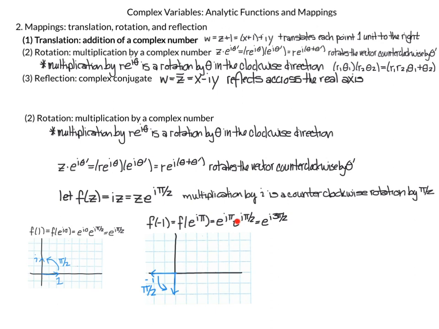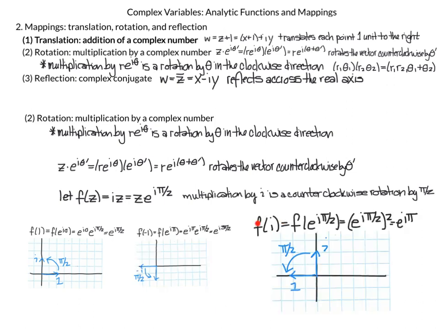When I multiply by e to the i pi over 2, by our geometric interpretation, that means we should rotate our -1 vector counterclockwise by pi over 2. And that will give us -i, just geometrically. And then if we do this algebraically, you can see we'll have e to the i 3 pi over 2, which is equal to -i.